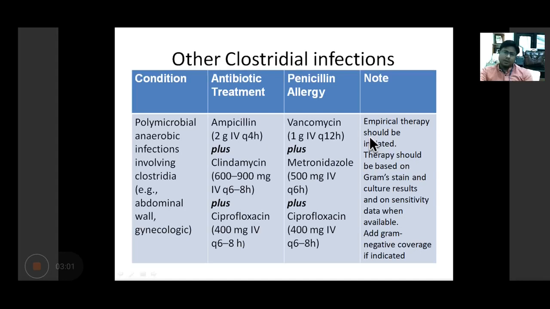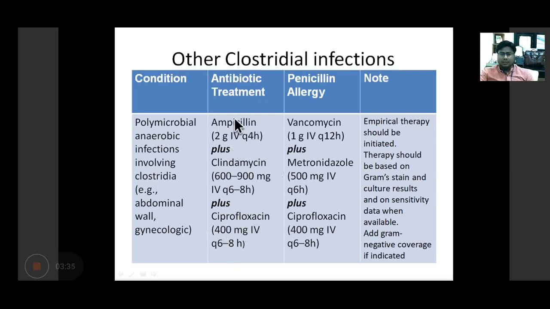Okay, so this is tetani and botulinum. Apart from that, there are other clostridial infections. We are focusing mainly on clostridia because they are commonly anaerobic bacteria which cause infections. So the conditions are mostly polymicrobial anaerobic infections involving clostridia. So not only clostridium, but many other anaerobic bacteria will also be there, like in abdominal wall and gynecological parts. So the antibiotic treatment we give is ampicillin plus clindamycin plus ciprofloxacin.